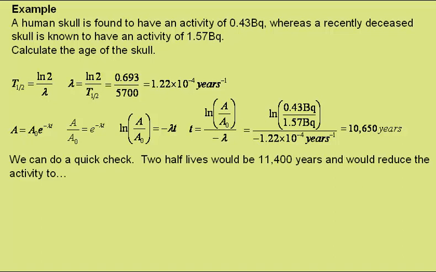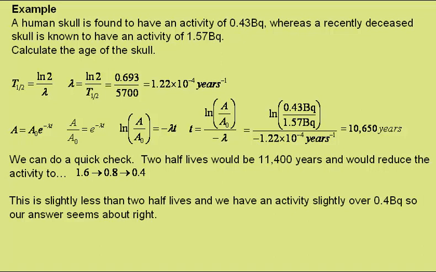We can do a quick check. 2 half-lives would be 11,400 years, and would reduce the activity from around 1.6, 1 half-life taking it to 0.8, 2 half-lives to 0.4. This is slightly less than 2 half-lives, and we have an activity of slightly over 0.4 becquerels, and so our answer seems about right.